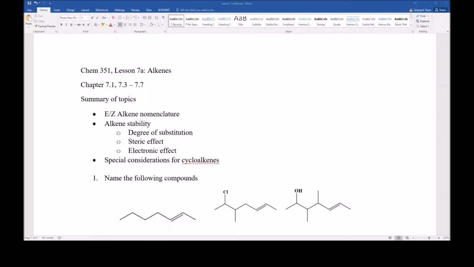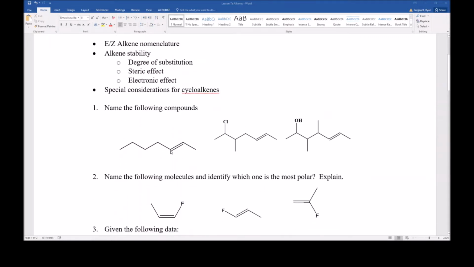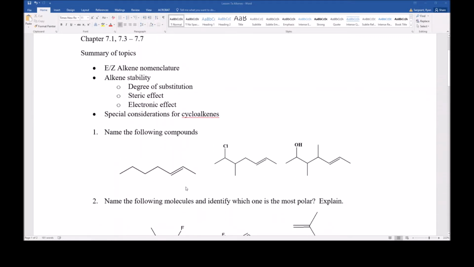In this lesson, I'm going to introduce you to a new functional group called alkenes. We've seen alkenes before, and they're not actually that new to us, and they're also not that different. So this is kind of a baby step up from alkanes to alkenes. Alkenes are characterized by the carbon-carbon double bond.